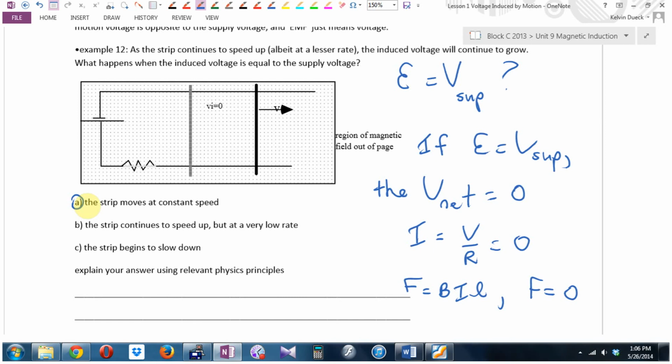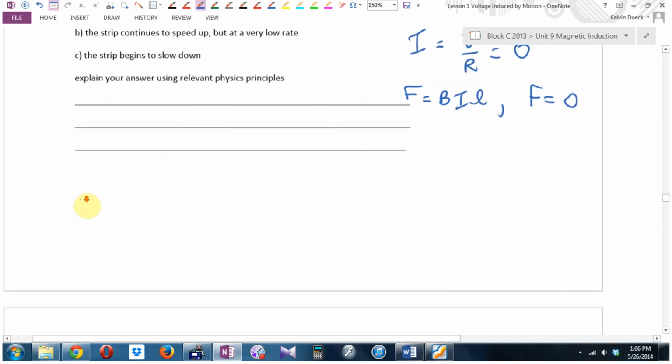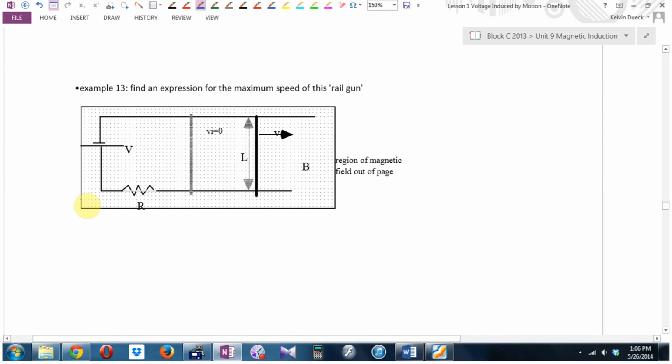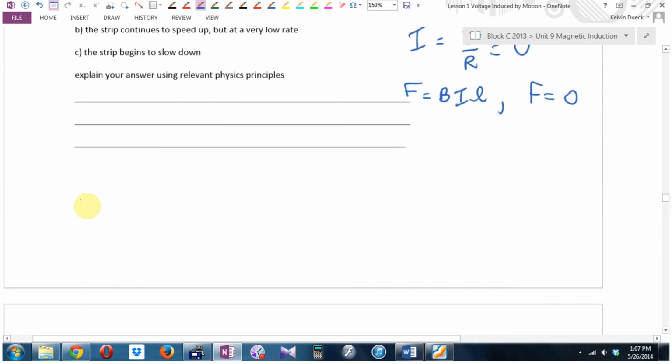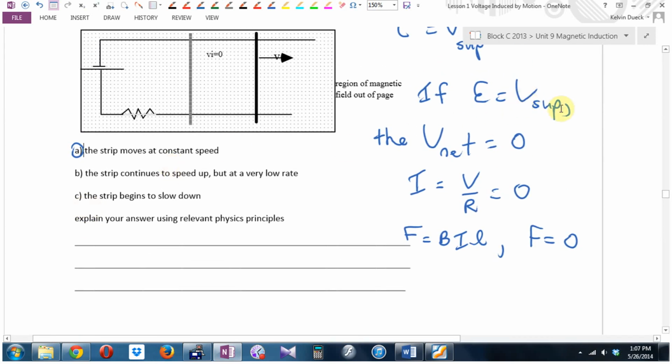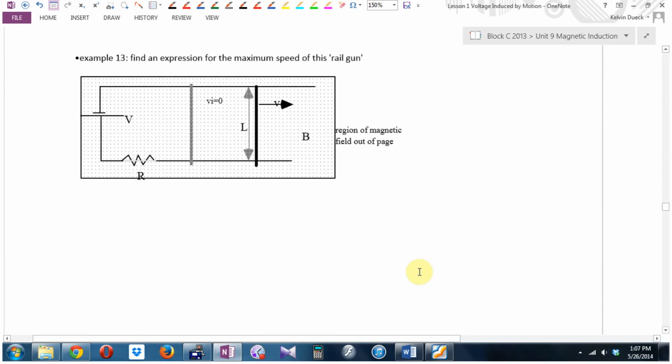Okay. What speed? I wonder what that is. Oh, let's find out. Example 13 says, find an expression for the maximum speed of this rail gun. What is the maximum speed? When the source voltage, the supply voltage, equals the EMF, the induced voltage. Okay? So you ready? Cliff, you good? Go ahead if you need to. So what's the maximum speed?